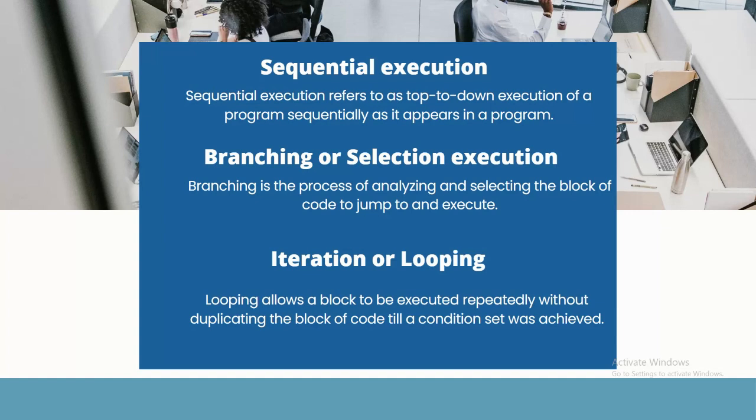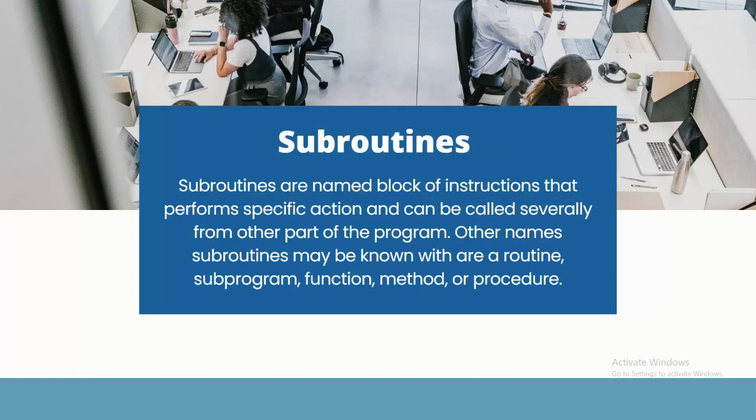Alright, so looping allows a block of code to be executed repeatedly without duplicating the block of code till a condition set was achieved. So it's more like having your repetition taking place until a particular condition is met, then the repetition is going to stop. For example, if we have a repetition that is supposed to happen from 1 to 1000, of course, once our counting gets to 1000, we expect the repetition to stop. If it doesn't stop, it means there is a problem somewhere.